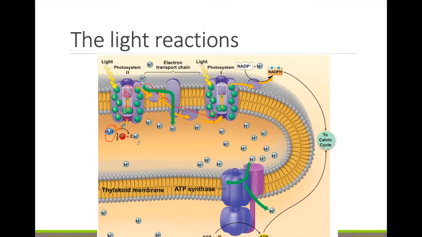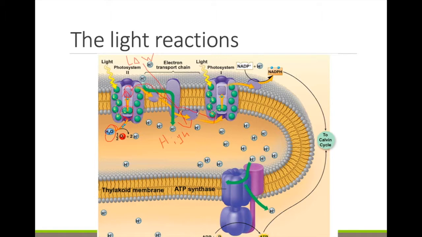As the electron is transported down this chain, hydrogen ions are moved across the membrane. We're going to move them from a low concentration of hydrogen ions to a high concentration in the center here, which means that they're going against the concentration gradient. That's why this requires energy. The energy comes from the electrons falling back down their energy gradient in order to move the hydrogen ions through.